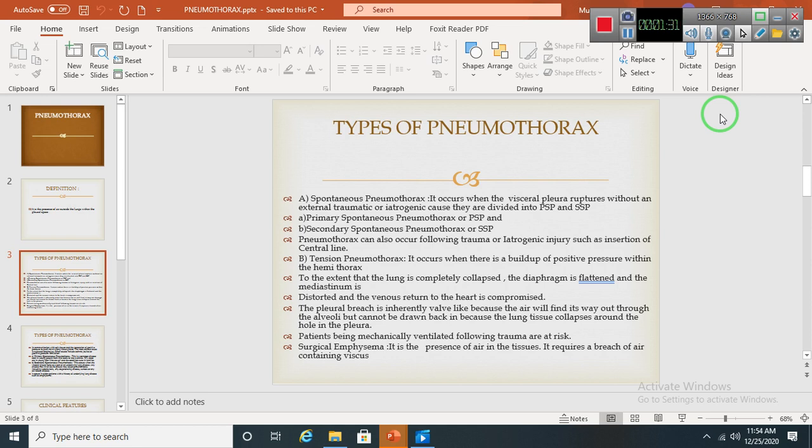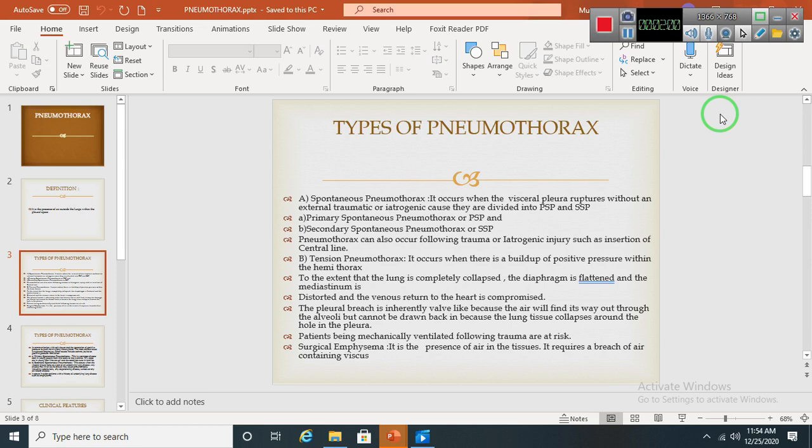It occurs when there is a buildup of positive pressure within the hemothorax to the extent that the lung is completely collapsed, the diaphragm is flattened, the mediastinum is distorted, and the venous return to the heart is compromised. It is an emergency.